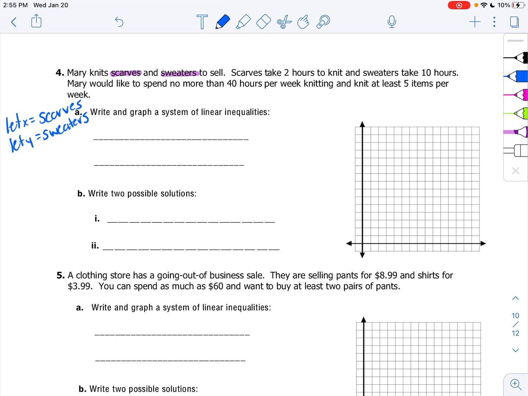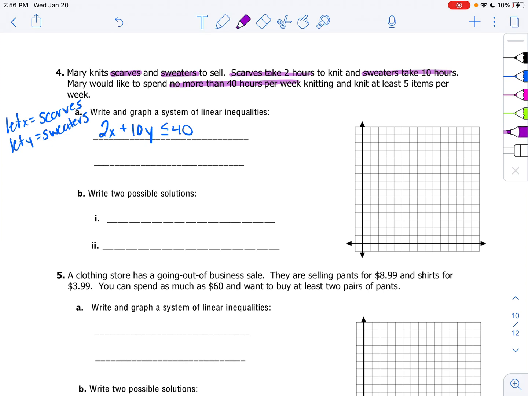So our second sentence says that scarves take 2 hours and sweaters take 10 hours. And she wants to spend no more than 40 hours per week. So we can use those three pieces to write our first inequality. So since we said that scarves was X, that would be 2X, plus our sweaters is Y, so 10Y. And she wants to spend no more than 40 hours a week. So she's okay spending 40 hours or anything less than that. So it would be less than or equal to 40.